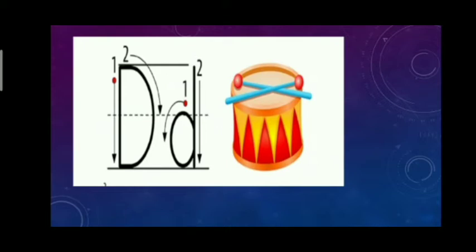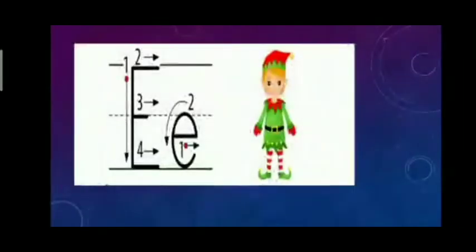Now, small d. Starting with the red dot, a curve by looking at the arrow. And number 2, a standing line. Look at the arrow carefully and the numbers. Next letter is E. It is easy. We'll start again with the red dot with the capital E.